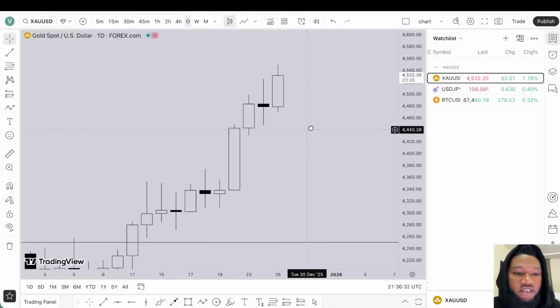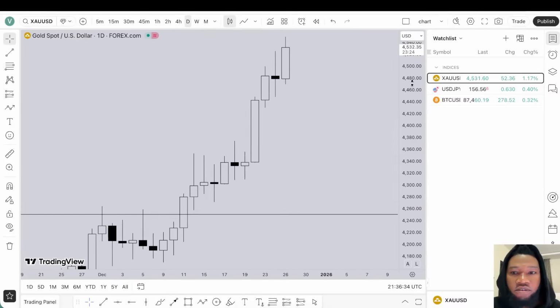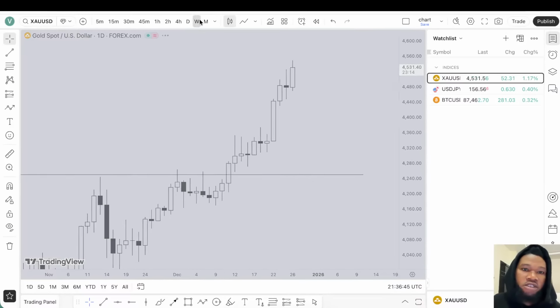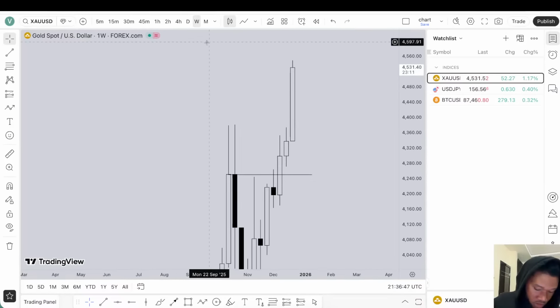Is my screen moving now? Is the screen moving now? Let me just confirm that the screen is moving. Just let me know in the comment section.